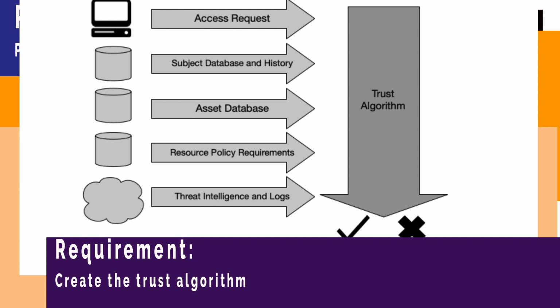You know what? That's too much. Let me take a step back. Smaller sentences. Requirement 2 is create the trust algorithm. Now we're going to move on to everybody's favorite subject, governance.